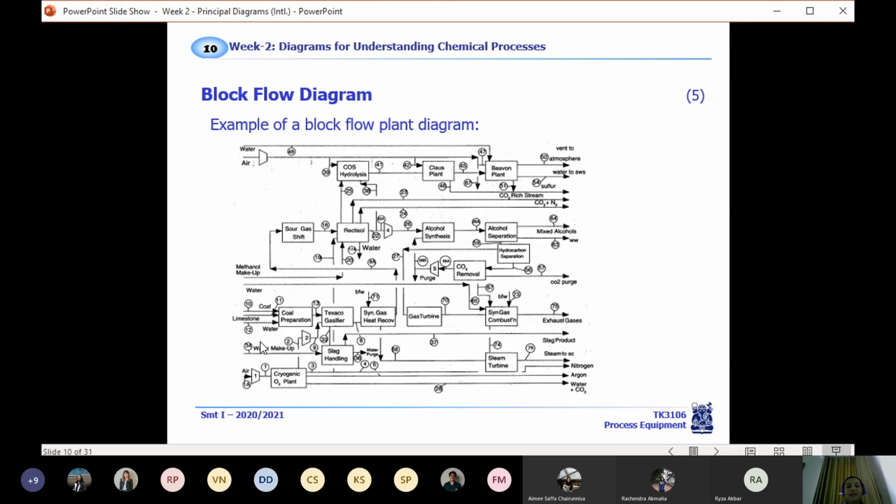But again, it's the same as the previous block flow process diagram. We don't have any figure except the block. Only boxes that we have. For example, this one is a box of sour gas system, a box of Rectisol. Rectisol is the name of the process. And then a block of alcohol synthesis. We don't know about the unit of the alcohol synthesis. Alcohol separation, we don't know whether it's a separator, two-phase separator, three-phase separator, or distillation column. We just know that there will be a block of alcohol separation.